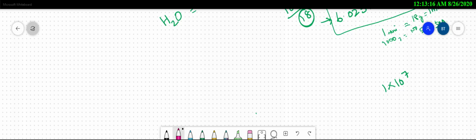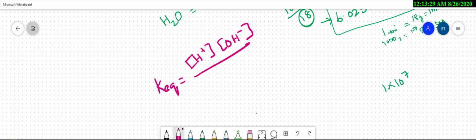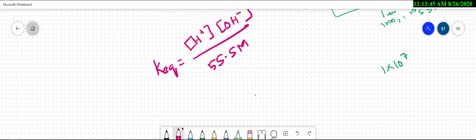Now we will substitute this 55.5 molar in our equilibrium constant formula. So Keq is equal to [H+][OH-] divided by, before that we had written it as the concentration of H2O. Now we are representing it as 55.5 molar. Okay, I think you have now understood until this step. Now moving on to the next step, we will just interconvert this into left and right positions. So this will be shifted to here.